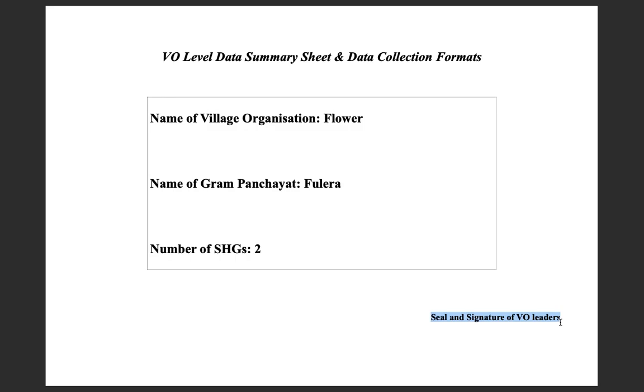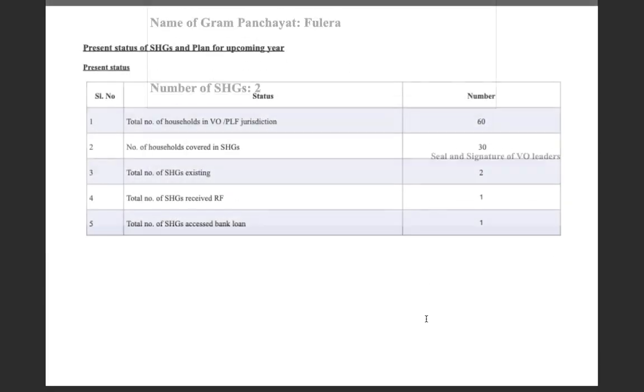In this format, after filling the format, what the facilitator has to ensure is that the seal and signature of the VO leaders are mandatorily mentioned here, so that it is approved by the VO leaders that this is the VO summary sheet and the data collection format that they want to take ahead and submit in the Gram Sabha.